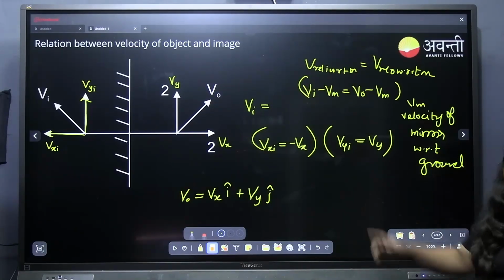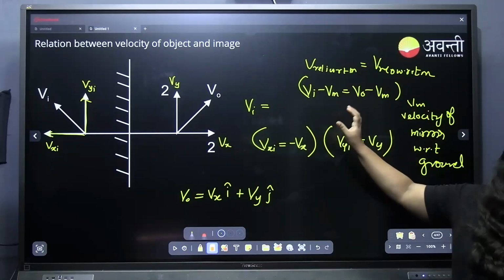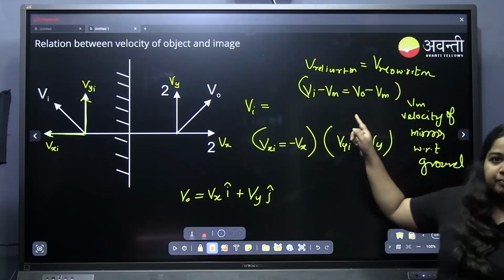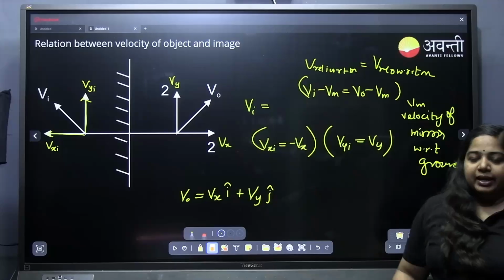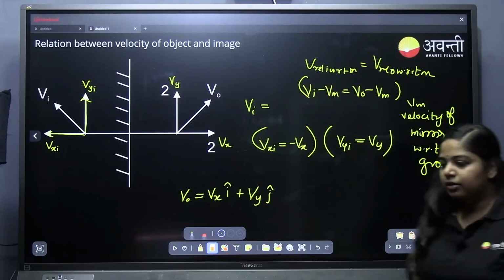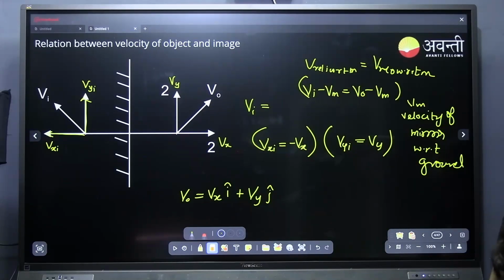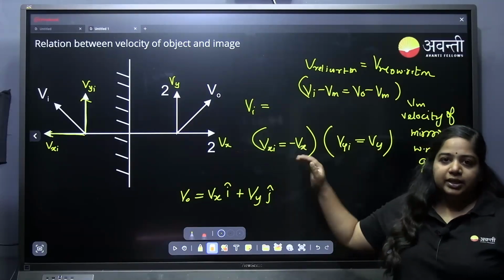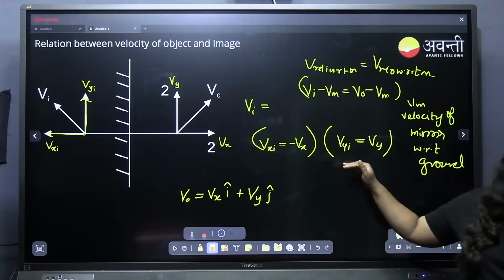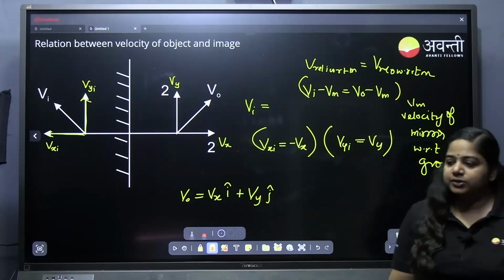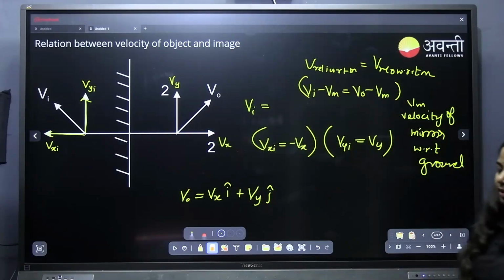Okay, if the mirror is also moving, the relative velocity of image with respect to mirror and the relative velocity of object with respect to mirror will be equal. Not completely, like with respect to ground it won't be equal. Is it clear? So we are learning two things. One is velocity of image in the horizontal direction and in the perpendicular direction. Then if the mirror is moving, how we can relate the velocities. If done, we can move to the next topic.